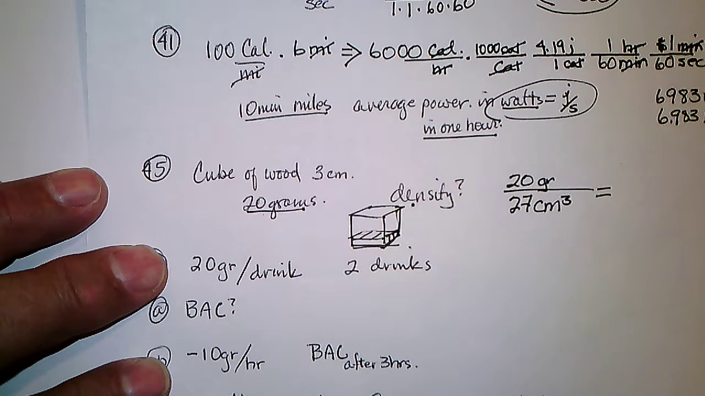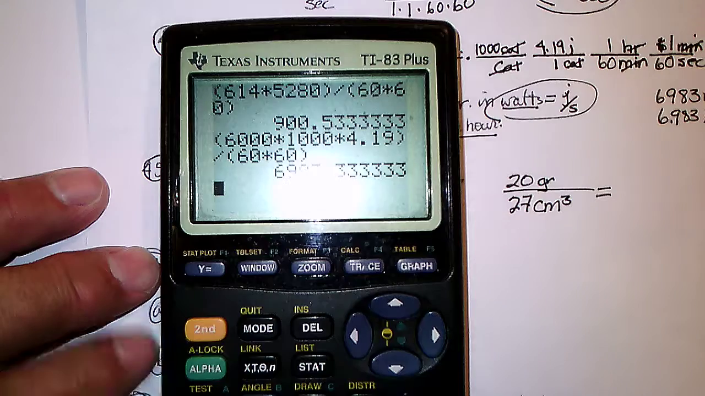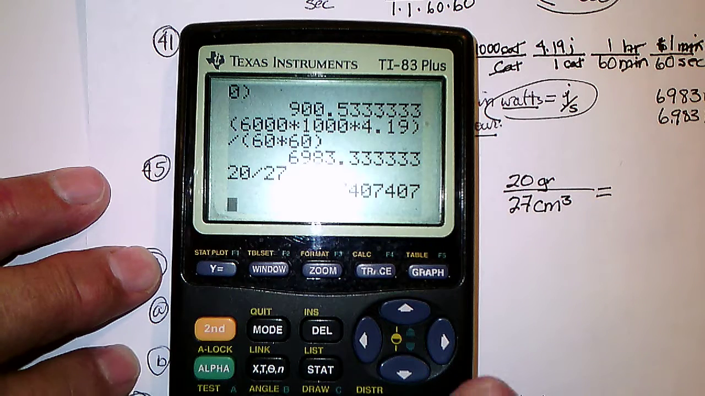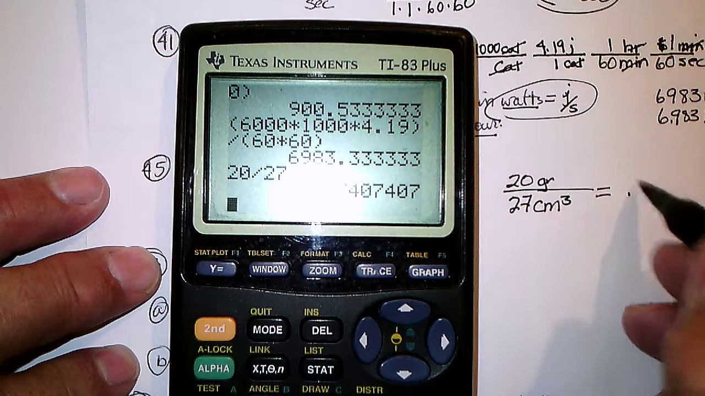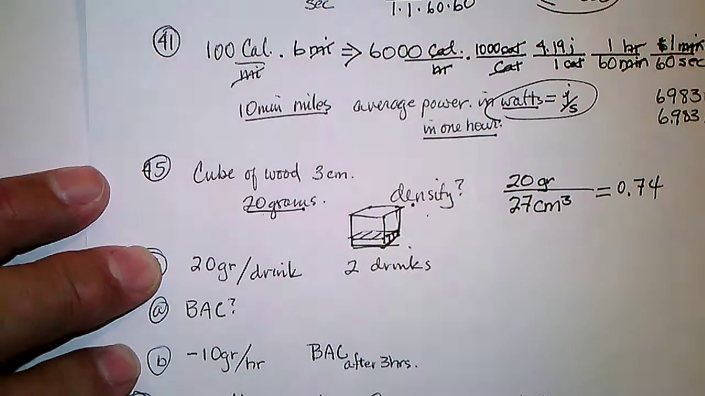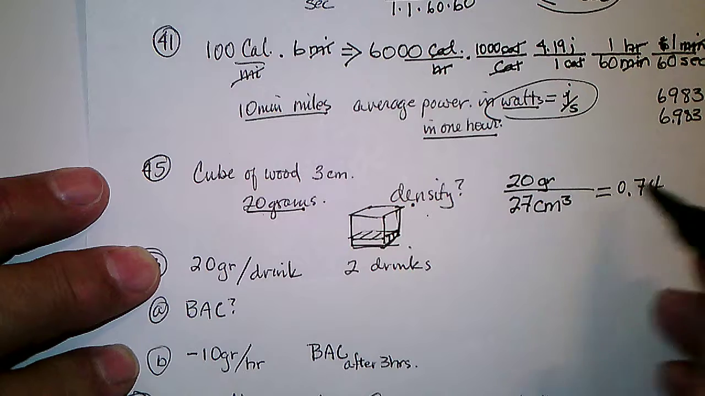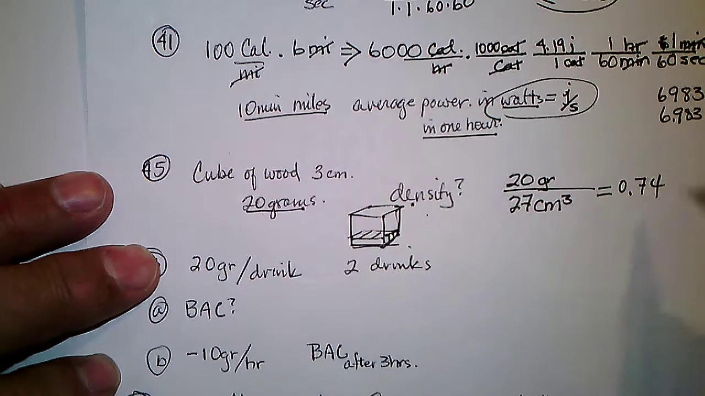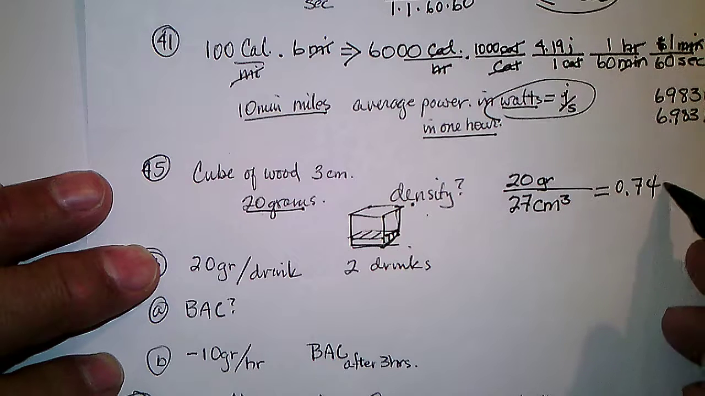So its density is 20 divided by 27, which is 0.74. Now, just for reference, water is a density of 1. So this wood is lighter than water, so it would float.